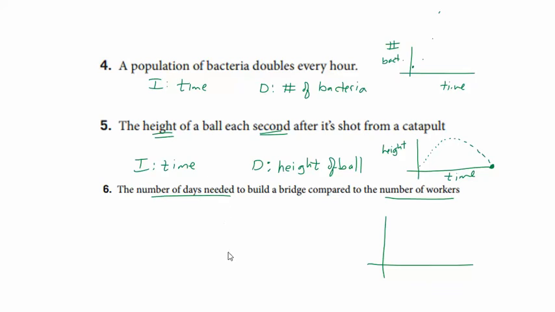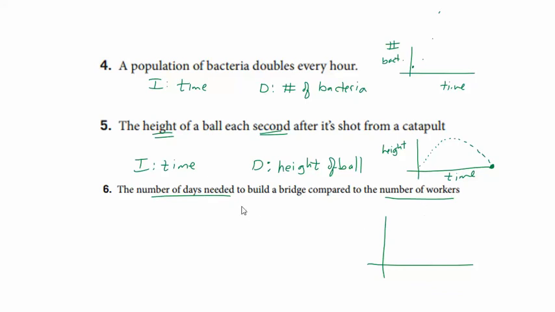Right? So let's think about that. And this one's a little bit tricky because really you could make an argument for either way. You could say, I have so many workers. That's all I've got. I've got a certain number of workers, and then however many workers I have, the number of days it's going to take is dependent upon how many workers I could find.